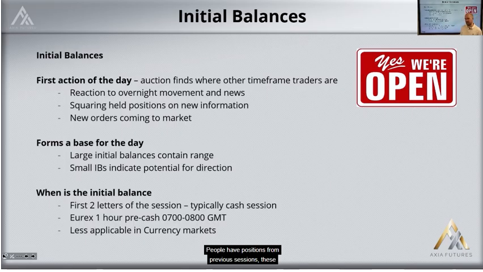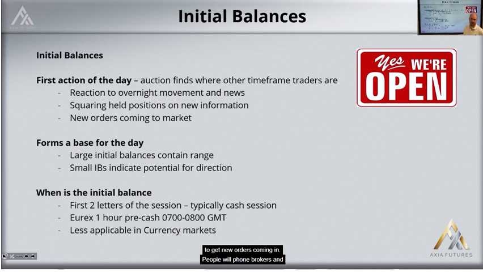People have positions from previous sessions. These positions may be significantly further offside than they were expecting. They might be well onside, and people are going to react to that. So you get this squaring up of positions as well. And this is all factoring into that sort of initial balance volatility spike of volume that you will get.